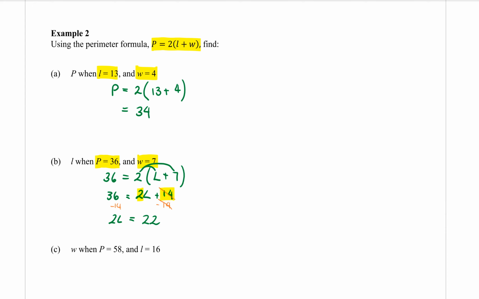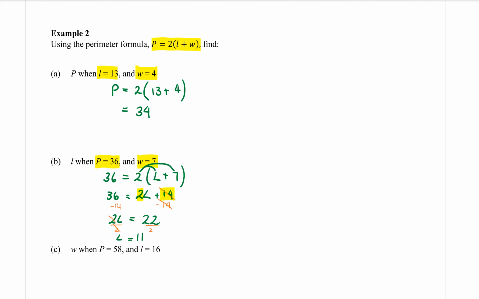To get rid of the 2, yes Ethan? Divide by 2. I'm going to have to divide by 2, yes. 11. L equals 11. Okay? Makes sense? All right, there's still one more of these.